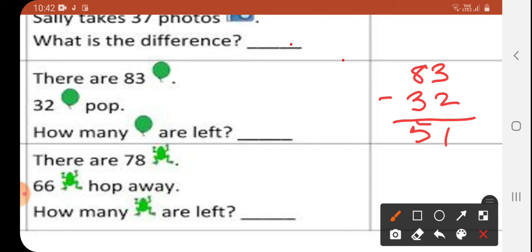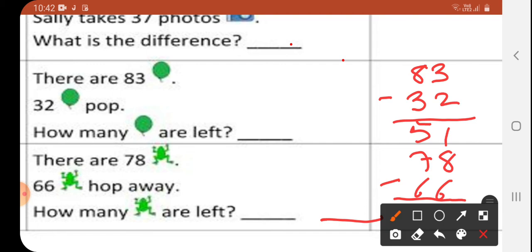Now the last sum. There are 78 frogs. 66 frogs hop away. How many are left? Again, 78 minus 66. So what will be the answer? 8 minus 6 will give you 2 and 7 minus 6 will give you 1. So, this is the answer. This is how you have to solve the word problem.